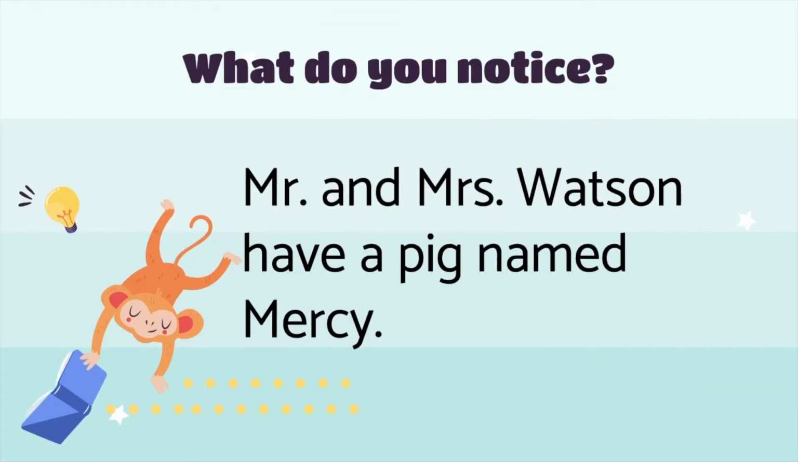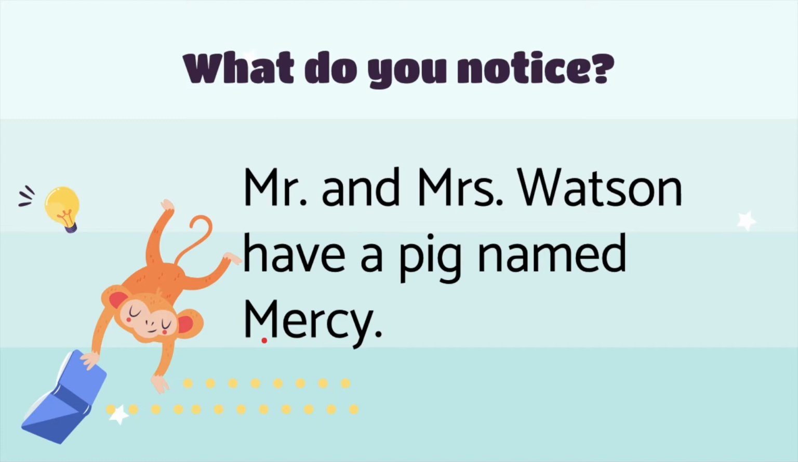Okay, so for this first sentence, while I read it, I want you to think about what you're noticing. It says, Mr. and Mrs. Watson have a pig named Mercy. I'm going to give you a few seconds to think. Okay, so the first thing that I'm noticing is that there's a lot of extra periods in this sentence. I see 2 extra periods. And the next thing I'm noticing is that the name Mercy has a capital letter in the front of it.